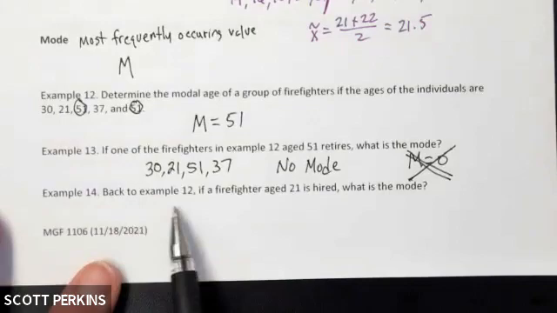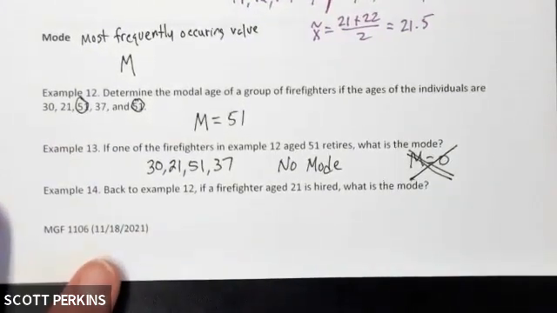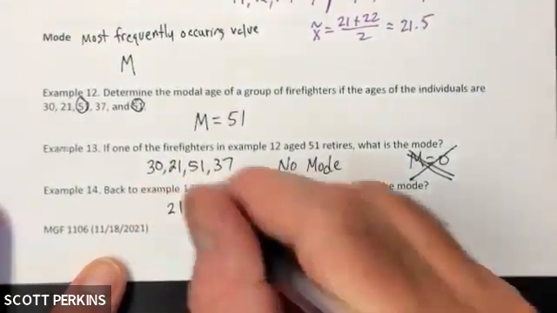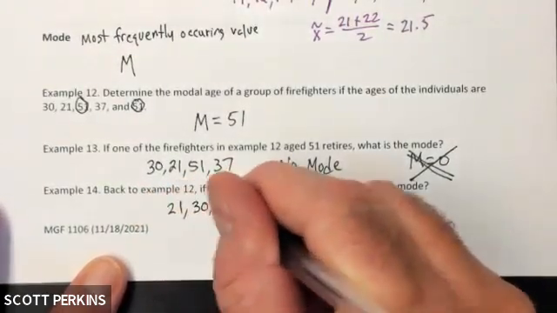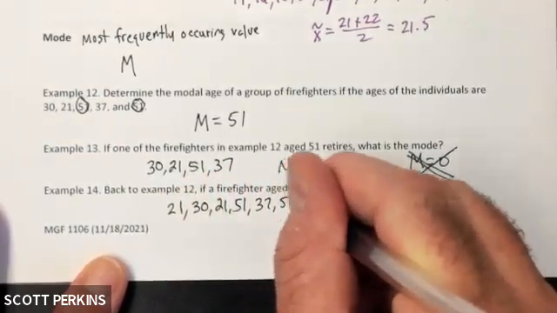Lastly, going back to example 12, if another firefighter age 21 is hired, what's the mode? Okay, so going back to my original, we've got a new 21-year-old, and we're adding that on to the 30, the 21, the 51, the 37, and the 51.